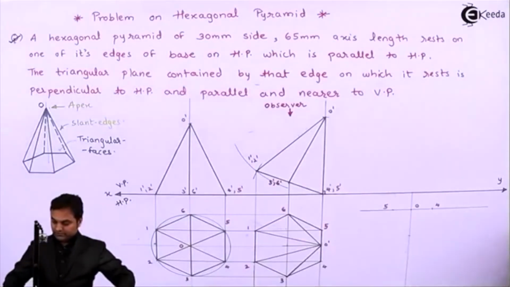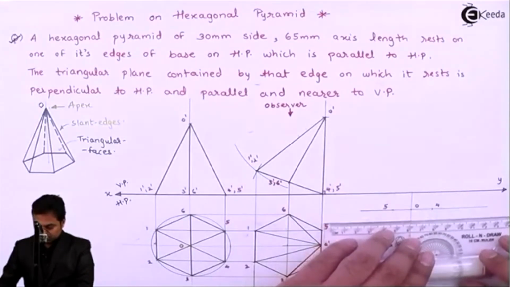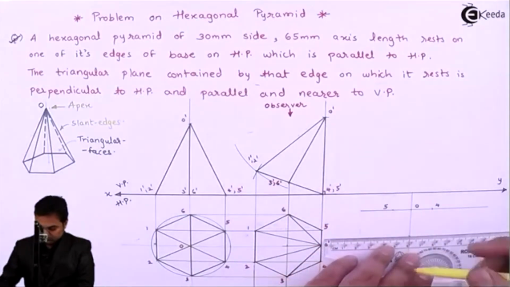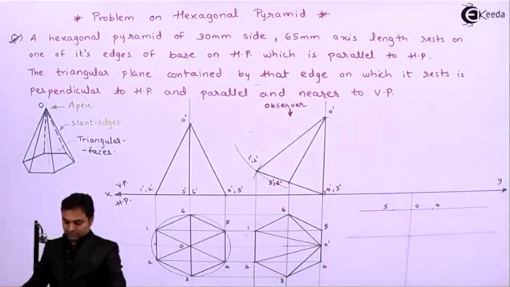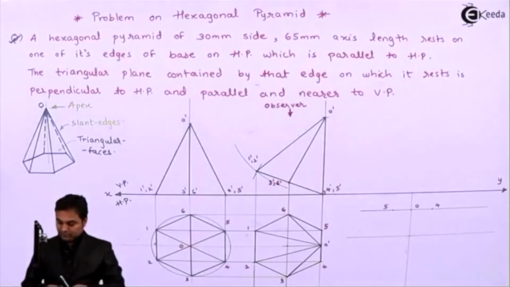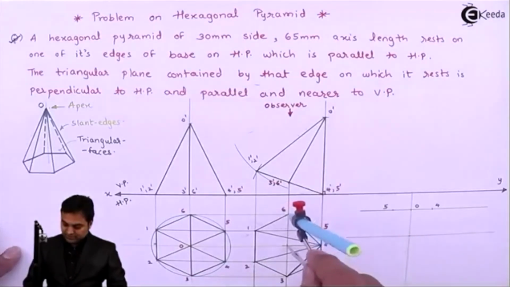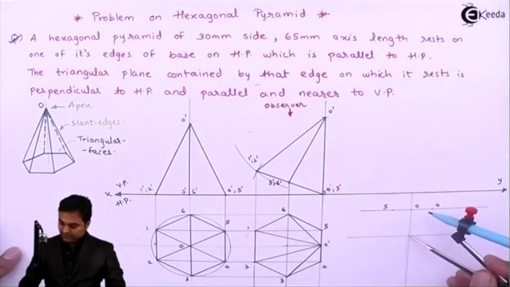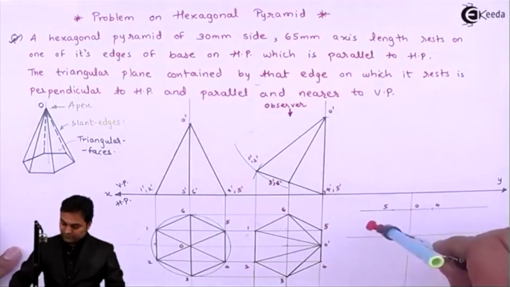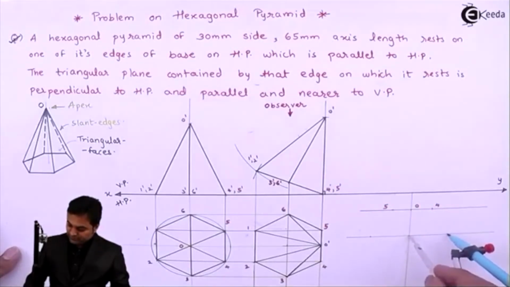So drawing a light horizontal line from here, a light horizontal line. Next, on this I'll have to mark points 3 and 6, so I'll measure this distance up to 0.6 and same will be for 0.3, keeping it here at this location. Here I get 0.6 and this is 0.3.